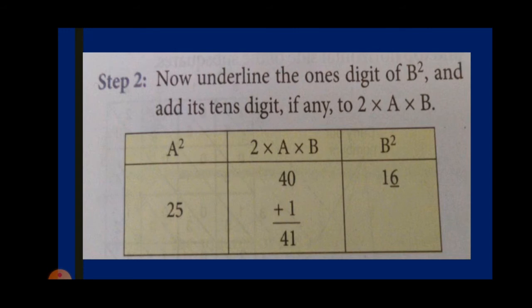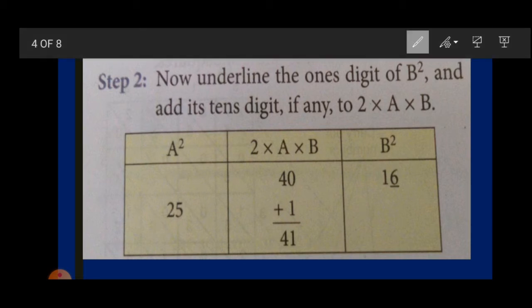Now underline the ones digit of B square and add its tens digit, if any, to 2 into A into B. Underline the ones digit in B square. The ones digit in B square is 6, and add its tens digit, if any, to 2 into A into B. The tens digit of B square is 1. Add 1 into column 2, which is 2 into A into B.